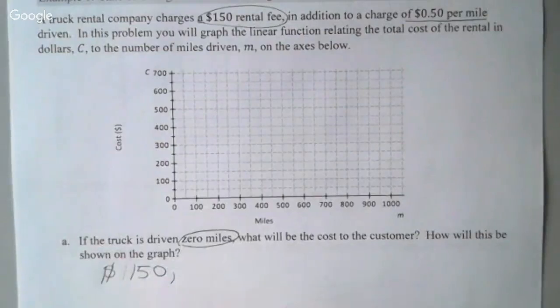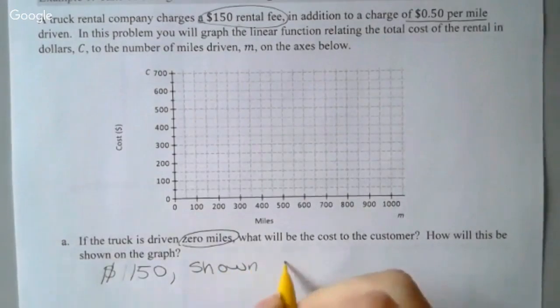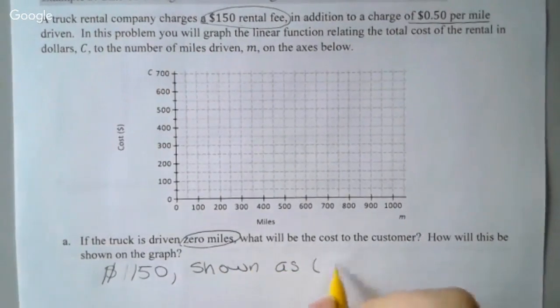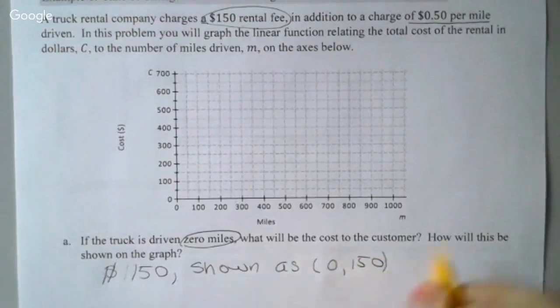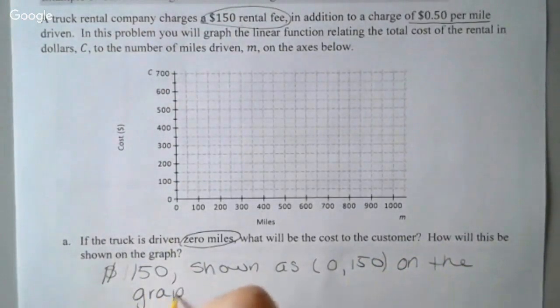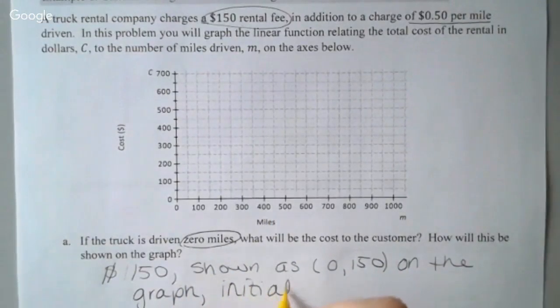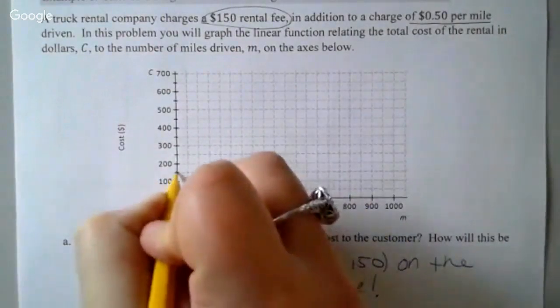Okay, so how will it be shown on the graph? If it's the initial value or fee, it's going to be shown as 0, 150 on the graph, which means it is our initial value. So we're going to go plot 0, 150.